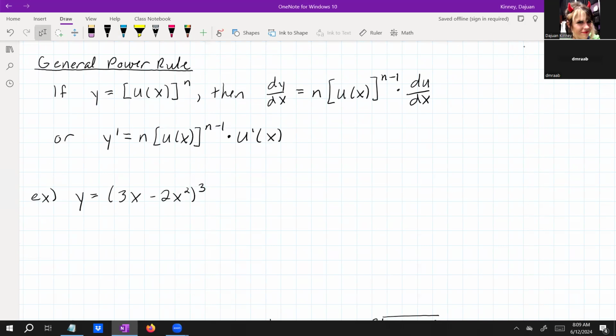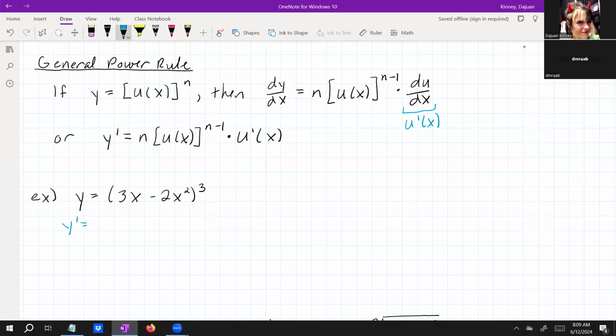So if you have a function inside another function and your outer function is a power, you just take the derivative. So you bring your n down times the derivative of the inside. So this is our u prime of x. Oh, which is what I wrote right there. Okay, cool.